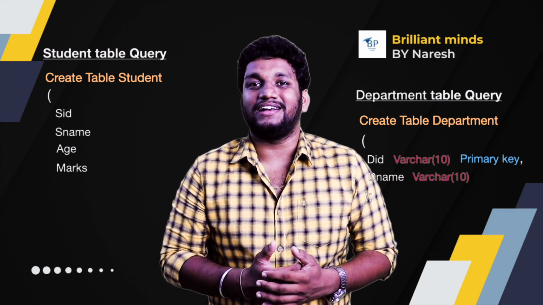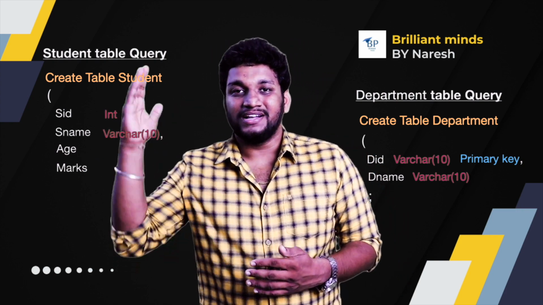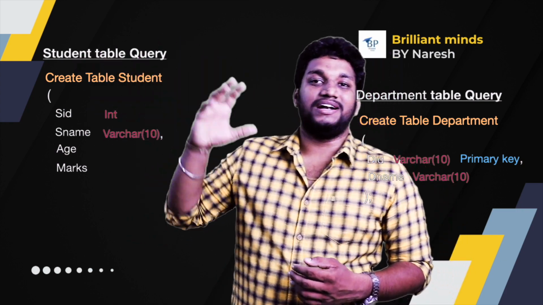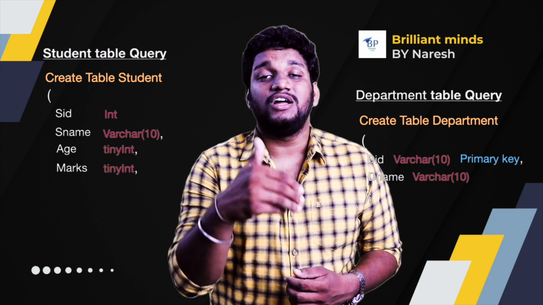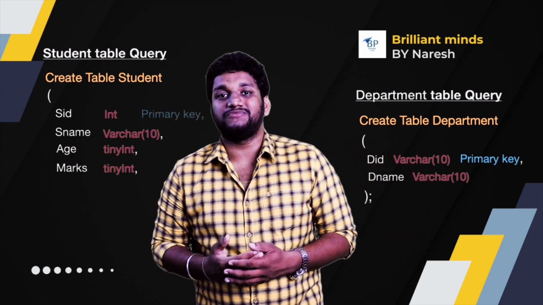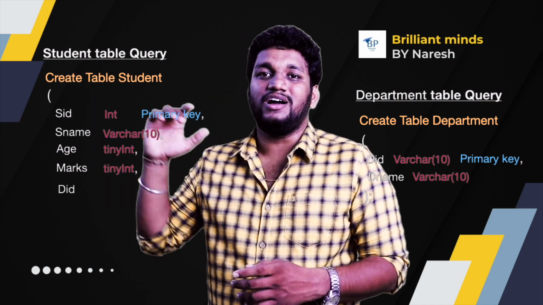Next, what do I have to create? I have to create the student table. How to create a student table? Create table student, then open the braces. In between, you have to give the column names. What are the column names? Student ID, student name, age, marks. These are the column names.